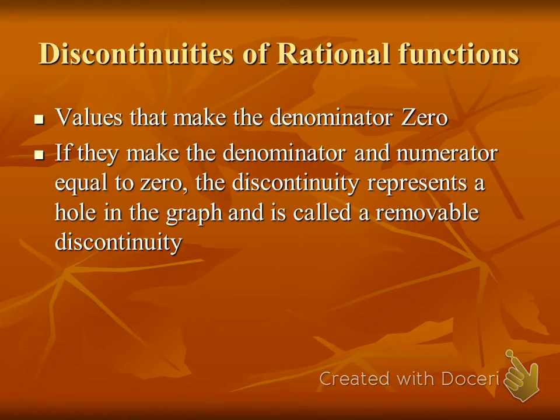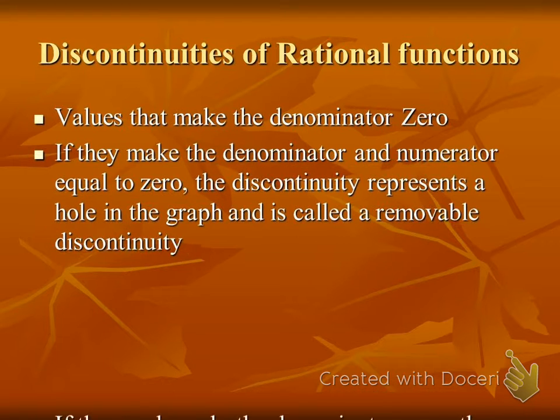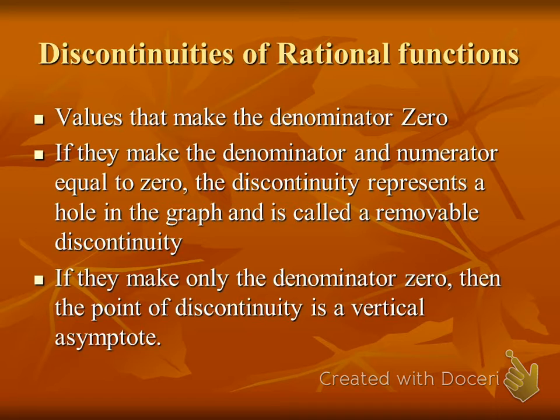If it makes the denominator and the numerator equal to 0, it's a hole in the graph, also called a removable discontinuity. So we discussed that on Friday. And then we said if it only makes the denominator equal to 0, the point of discontinuity is a vertical asymptote, and we further defined that to say it was called an infinite discontinuity.